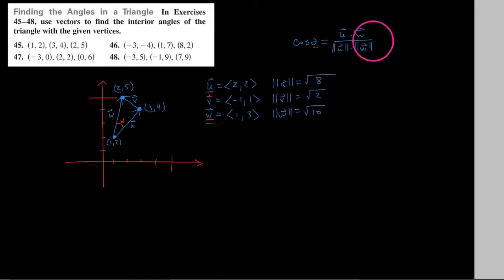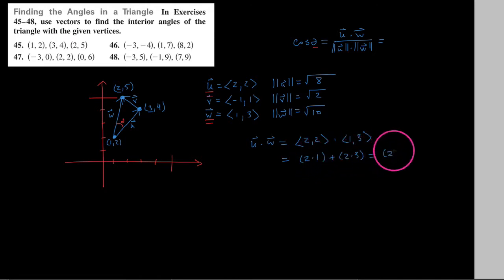Let's go ahead and start then with this u dot w. When we talk about u dot w, we're really taking u, which is 2, 2, in a dot product with w, which is 1, 3. And so writing this out, we get 2 times 1 plus 2 times 3, which is really 2 plus 6, or 8. So I'm going to throw a box around this.